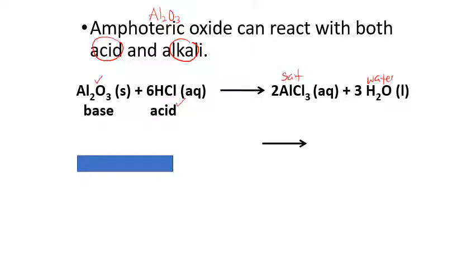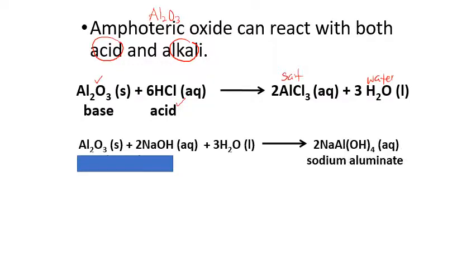Then in the next equation, when we look here, this is NaOH. NaOH is a very common base. So in this case, we will know aluminium oxide acts as an acid and then forms salt.